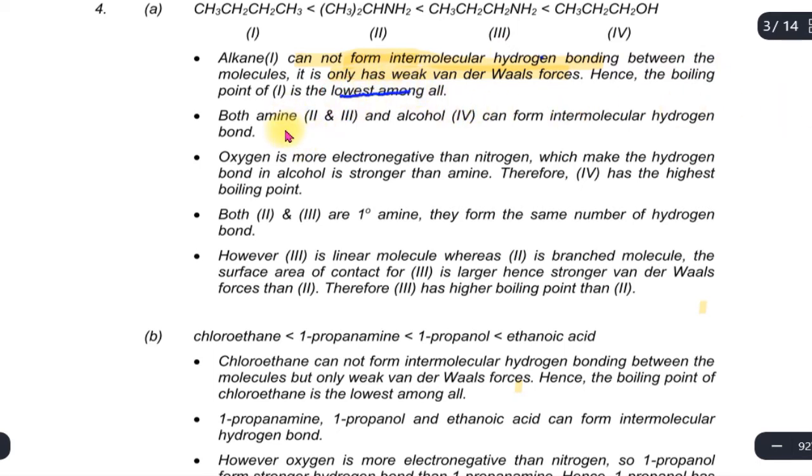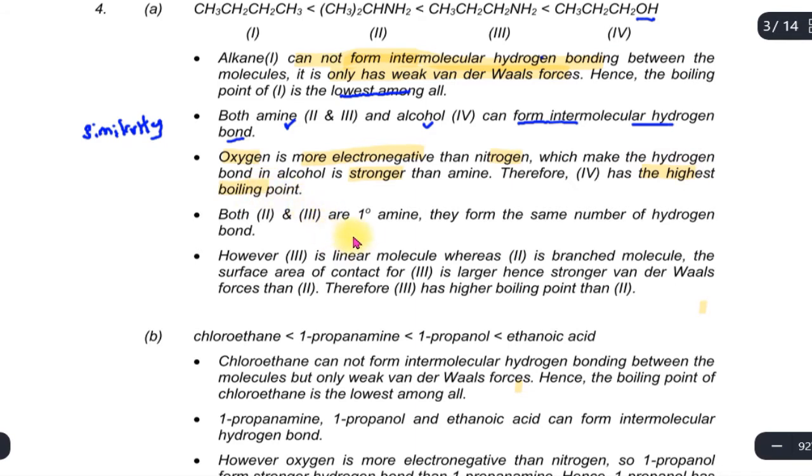Next, as I explained just now, the two amines and the alcohol can all form intermolecular hydrogen bonds. So this is the similarity for these 3 compounds. But why is the alcohol the highest? It is because oxygen is more electronegative than the nitrogen atom, so it makes the hydrogen bond in alcohol stronger than in amine. Therefore, compound 4, the alcohol propanol, has the highest boiling point.